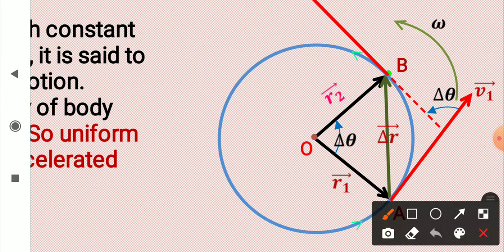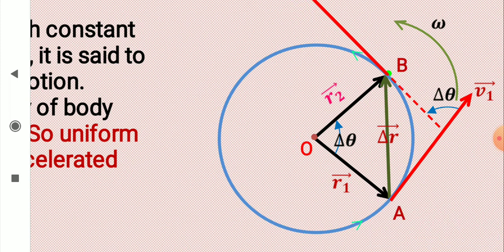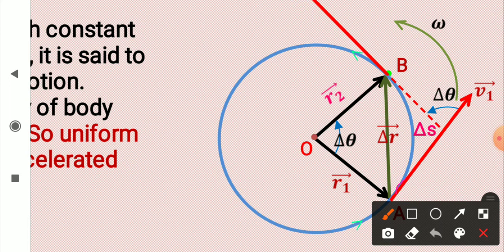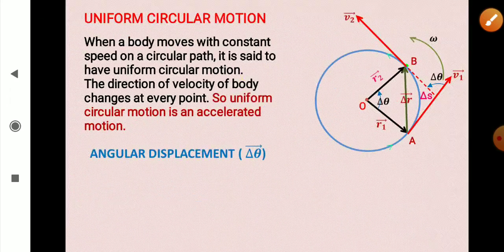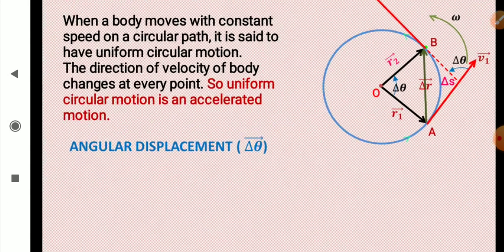Now this delta r is linear displacement. इनिशियल पोजीशन ए, फाइनल पोजीशन बी, और डिस्प्लेसमेंट इज फ्रॉम इनिशियल पोजीशन टू फाइनल पोजीशन, द डायरेक्ट डिस्टेंस. And this arc is the linear distance covered, delta s, length of the path taken. Okay, and now we are going to define certain terms here.